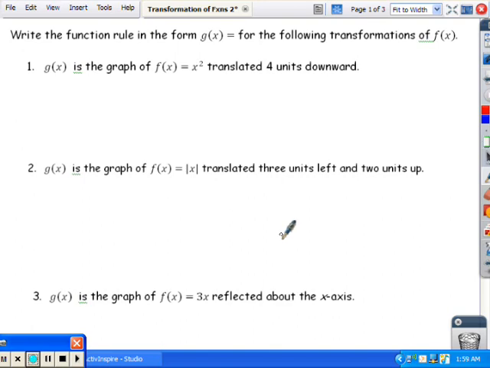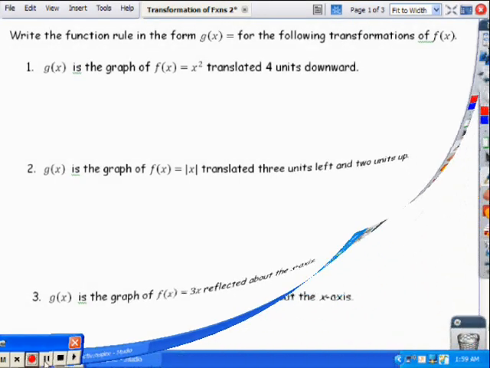So here before you, you have 5 problems where I'd like you to write the function rule in the form of g of x equals for the following transformations of f of x. I'll give you a few minutes to do that.